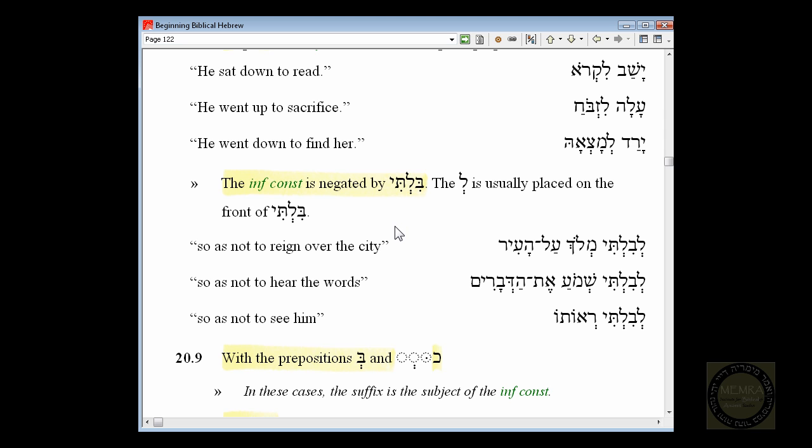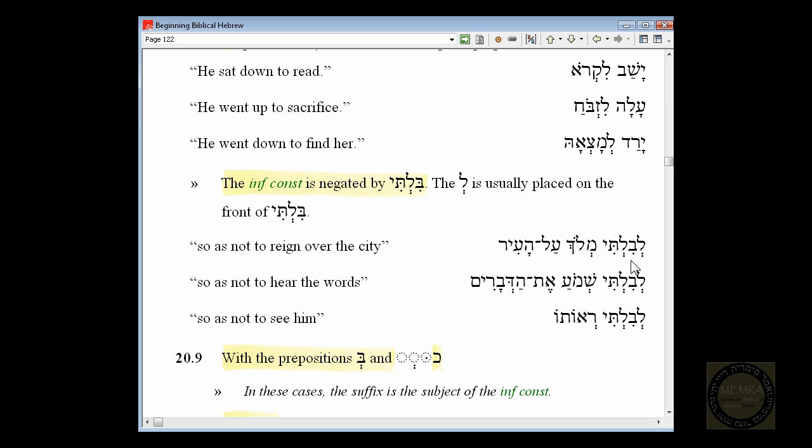Another note, infinitive constructs are negated by bilti. Now this is just going to be a vocab word. It just means no or not, like lo, our familiar negator would. So when you see bilti, you should be suspecting that that negative is probably negating an infinitive construct. So you should go looking for an infinitive construct for this to negate.